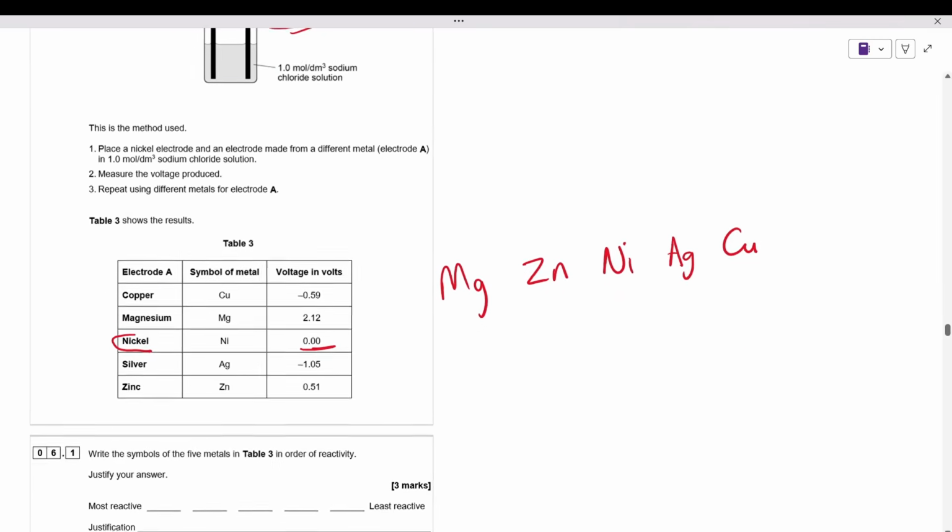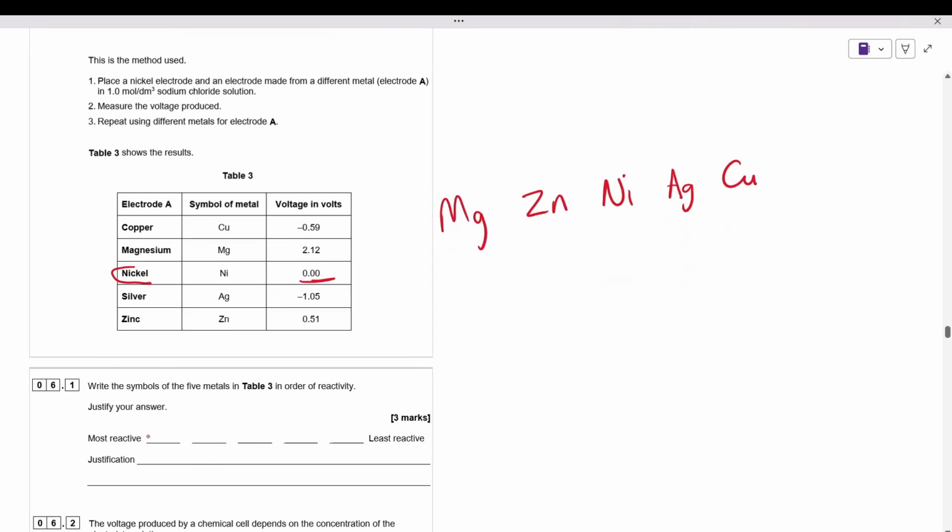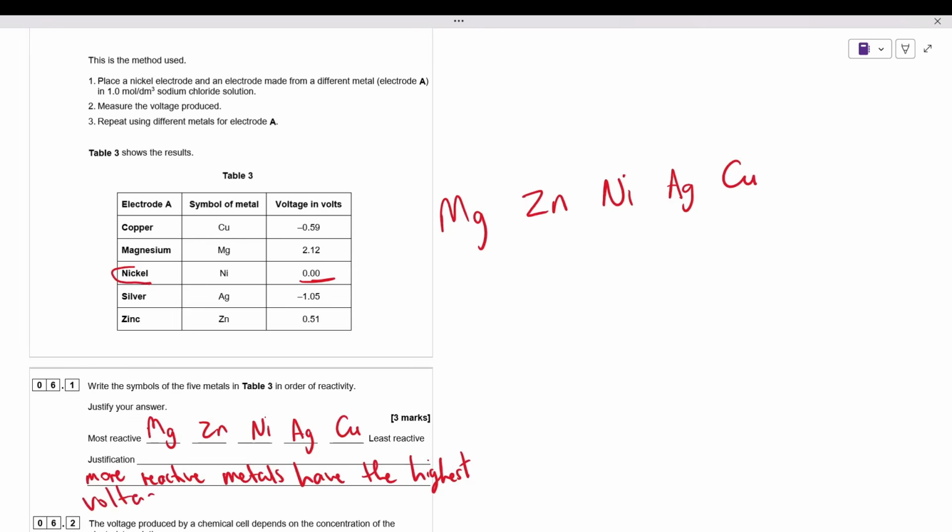And the reason for this, because we need to justify this, let me just write these on the line: Mg, zinc, nickel, silver, and copper. Now our justification is the fact that the more reactive a metal is, the higher the voltage will be. So that's our justification. More reactive metals have the highest voltage. And that's our response. And by highest, I mean the more positive of the lot.